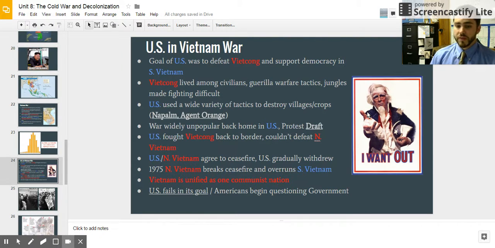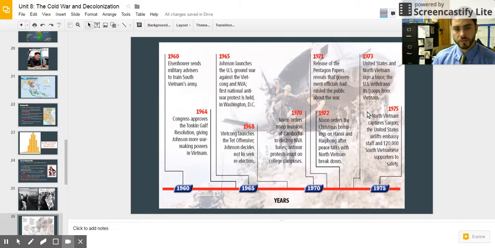And so the U.S. thought they'd achieved their goals. However, as soon as the U.S. left, North Vietnam and the communists there overran the South and unified them as one communist nation. And so Vietnam is completely communist at this point, and the U.S. fails in its goal. Here's a timeline of events. Overall, the Vietnam War was successful up until when they left, and then all of their goals were erased after they left, and North Vietnam invaded South Vietnam and took them over.